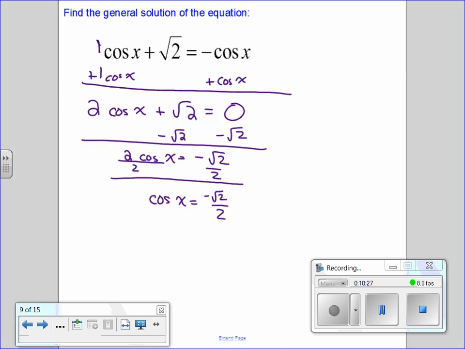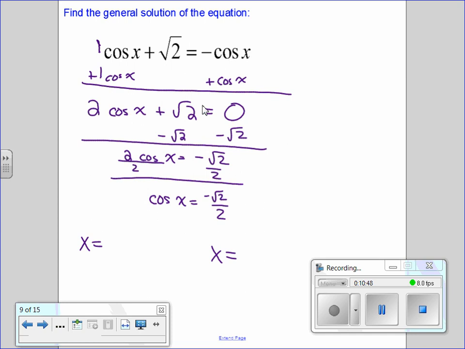Let's head to our unit circle. We're looking for all locations where the cosine value would be negative radical 2 over 2. So this time you're looking at the x value, the first half of the coordinate. We want the first half of the coordinate to be negative radical 2 over 2. So I think we're going to be in quadrants 2 and 3.